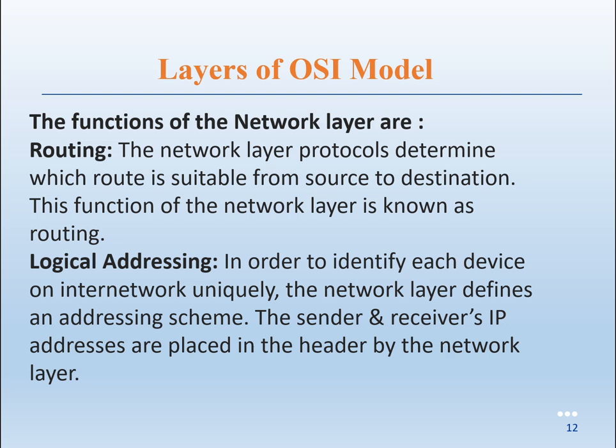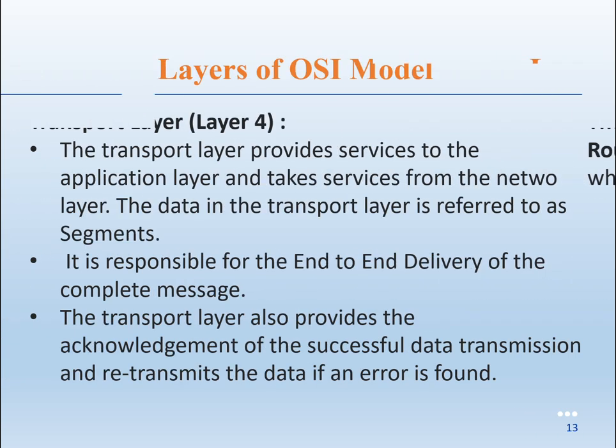The network protocol determines which route is suitable from source to destination. This process is called routing. In order to identify each device on the internet uniquely, the network layer defines an addressing scheme. The sender's and receiver's IP addresses are placed in the header by the network layer.